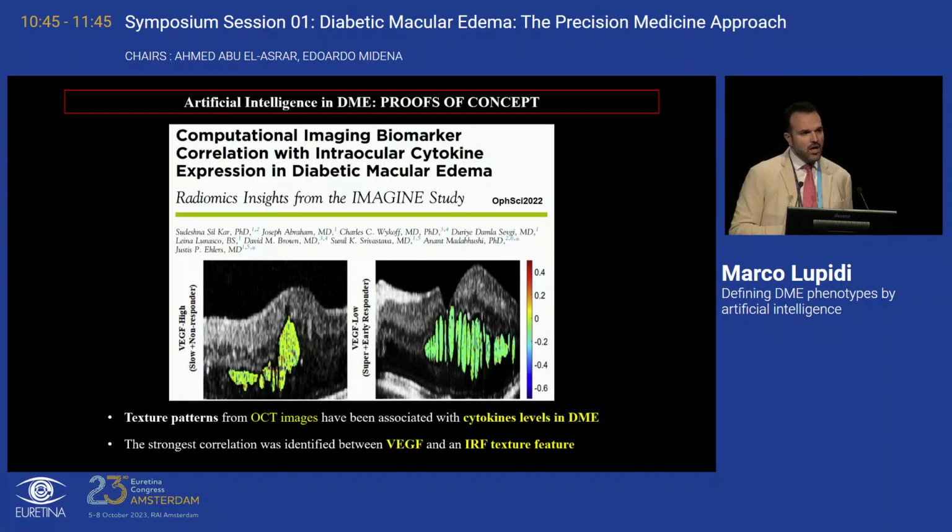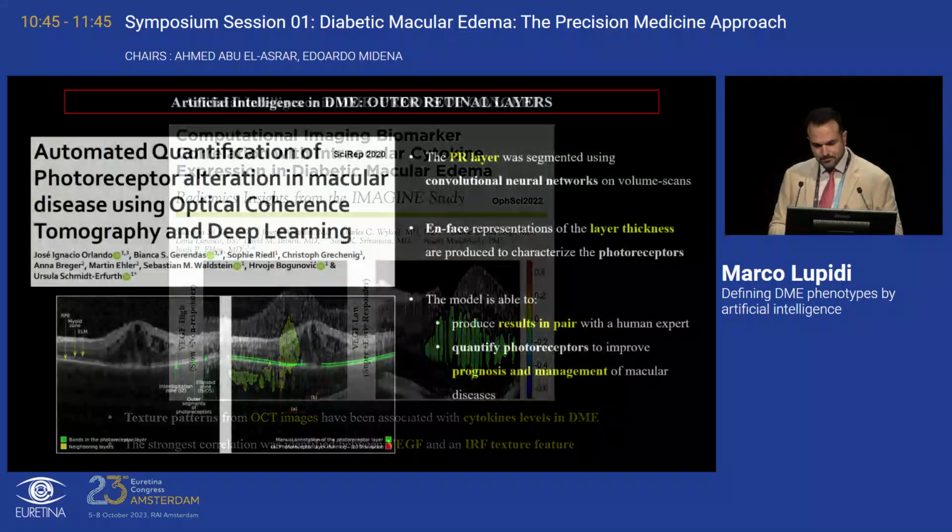When trying to define the proof of concept in outlining a phenotype of diabetic macular edema, AI was applied and was helpful in finding a potential correspondence between the level of cytokines in the aqueous humor and specific biomarkers of structural OCT. And in this case, the levels of VEGF demonstrated a strong correlation with specific intraretinal fluid texture patterns.